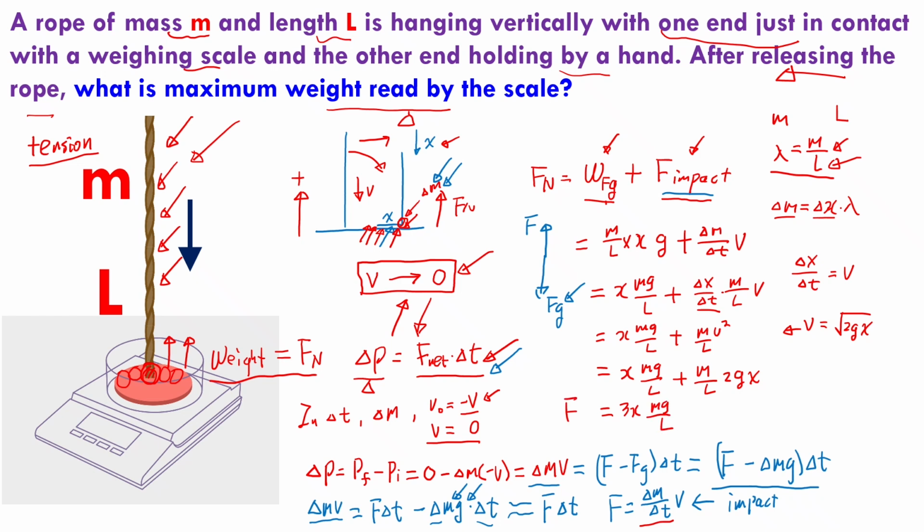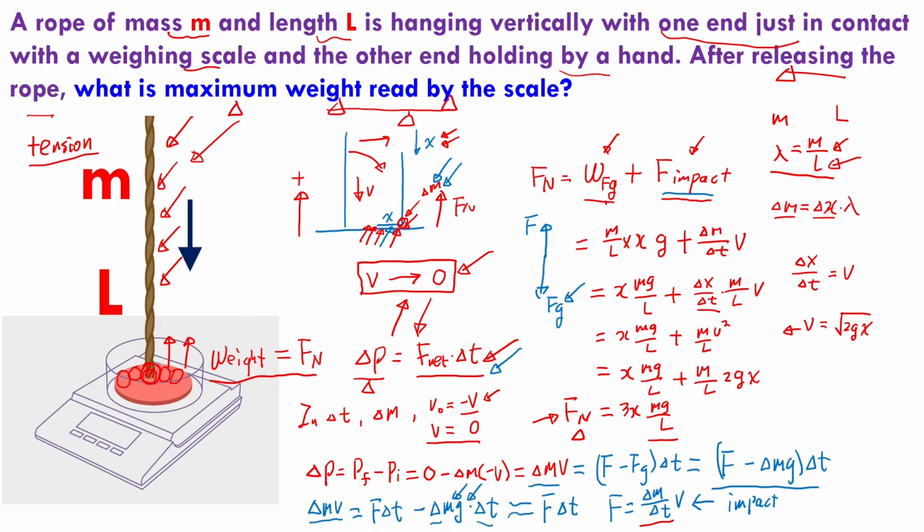And that is the normal force from my skew. And that is the weight read by the skew. As you can see, the mass and L are constant. So this normal force, or the number on the scale, is only determined by how much my rope has fallen. That is x. And this question asks what's the maximum weight.